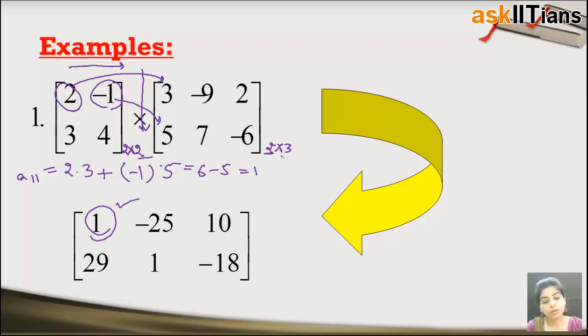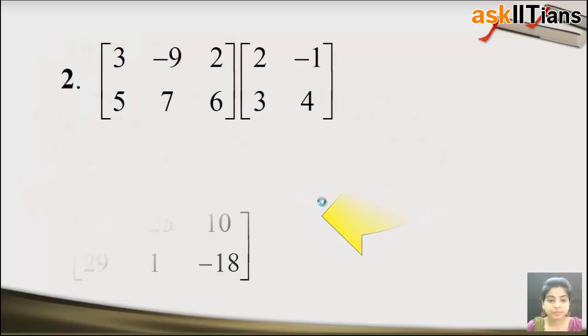Okay, now we proceed further. Similarly, on similar lines, if I want the second row first entry, that is A21, then what I will do is multiply this element with this plus this element with this, that will give me this entry. Similarly, you can find all the entries of this matrix.